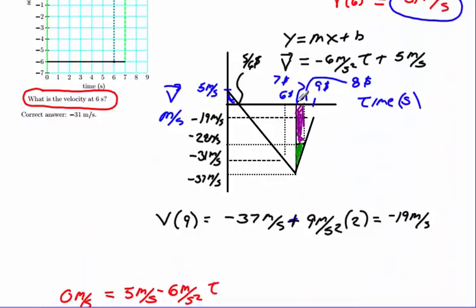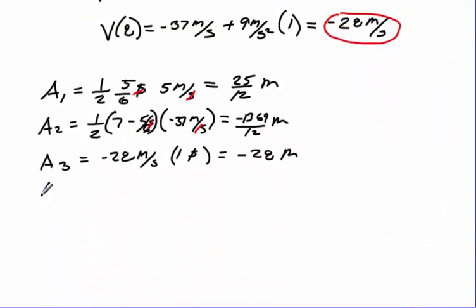Alright, now I need to find out what is the area of this triangle. What is the base? Isn't the base going to be 1? What's the height? It's going to be minus 37 minus a negative 28. Well, that's going to give me a value of negative 9, right? So can I not go back and say area 4 is going to equal 1/2 times my base of 1 second times my height of negative 9 meters per second. Run that value, we'll get negative 4.5 meters.